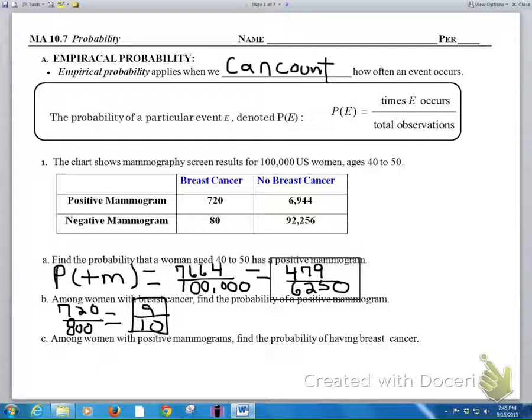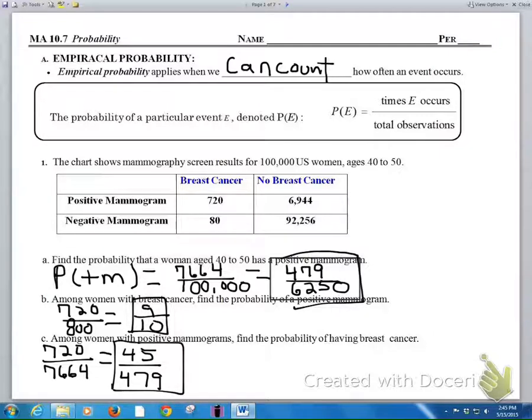Among women with positive mammograms, find the probability of having breast cancer. So you want to add up all the positive mammograms. So all the positive mammograms, 720. Among the women with positive mammograms, so that would be 7664. And then find the probability of having breast cancer. So that would be 720 over that. And then you just reduce that.